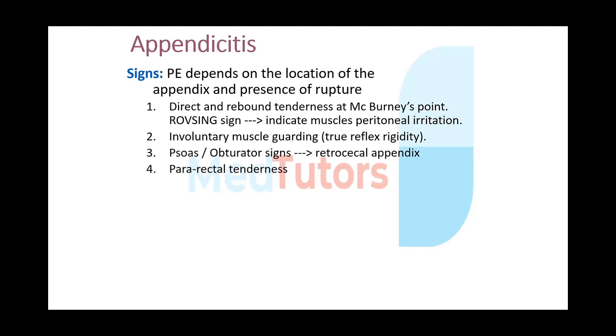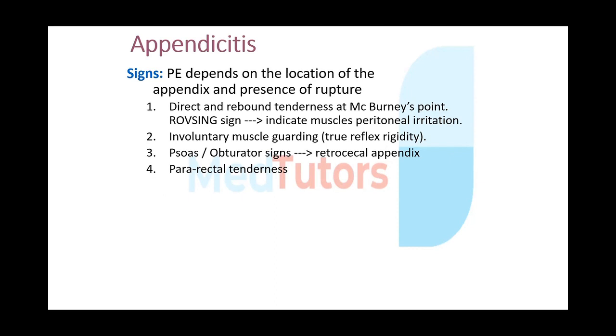Now, they could have positive psoas sign or obturator sign in retrocecal appendix and pelvic appendix. So when the patient is placed on a left lateral position with his hip and knee joint in an extended position, that is straight, and then the hip is now subsequently hyperextended and the patient feels pain, that is a positive psoas sign.